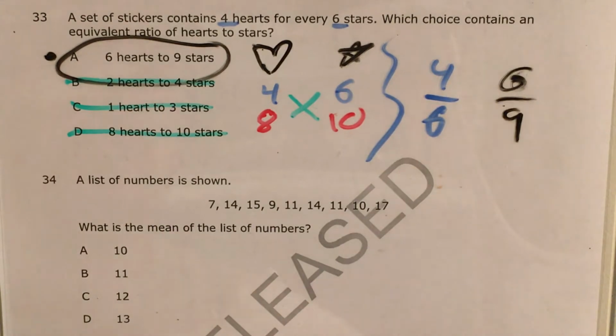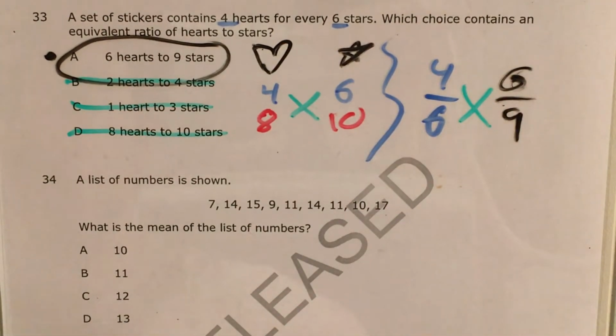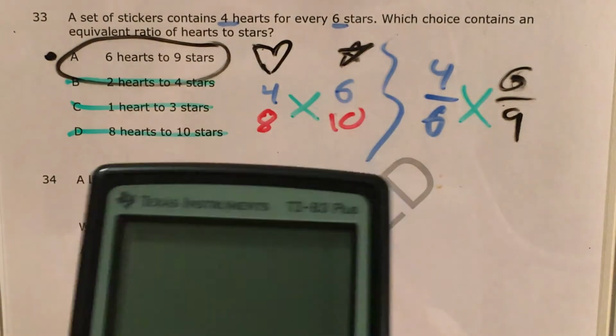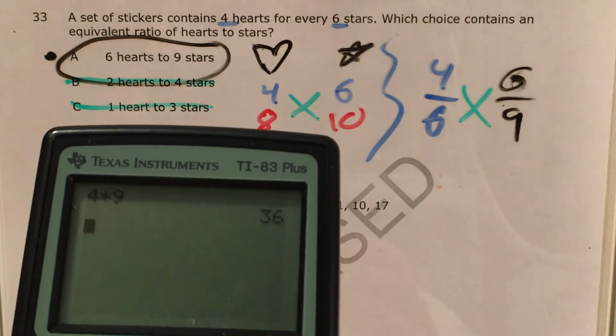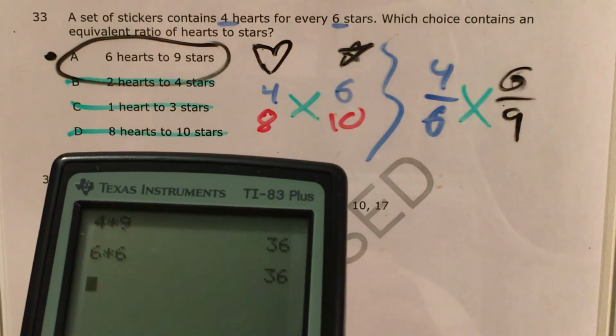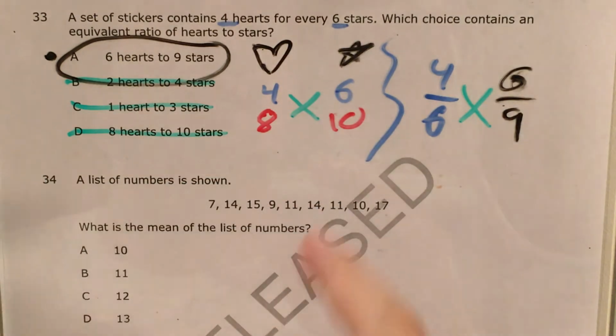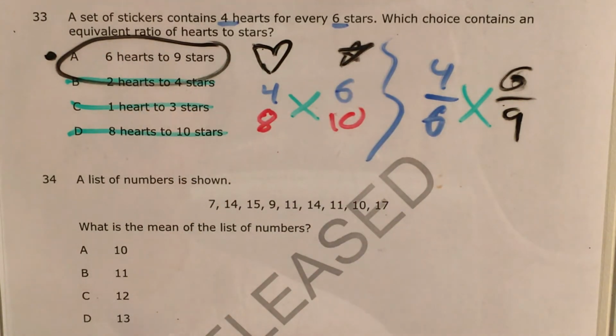I'm actually going to end up using the exact same process. So, I'll test my top left and bottom right numbers, multiply those together, and I get 36. Bottom left and top right numbers, I'll multiply those together and I get 36. That's the same result that we got when we tested choice A in the first place. So choice A is still our answer.